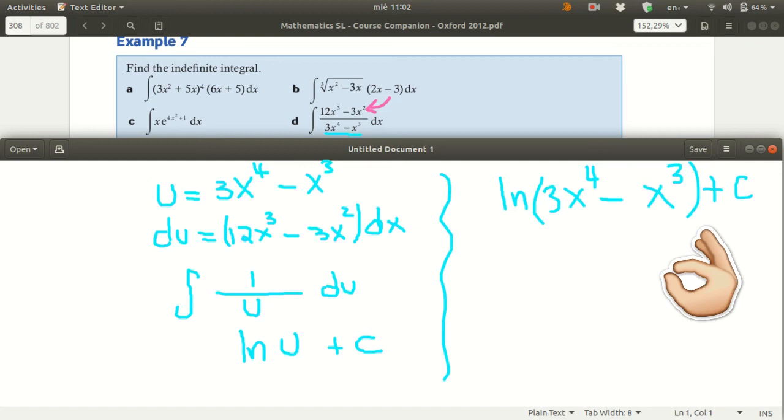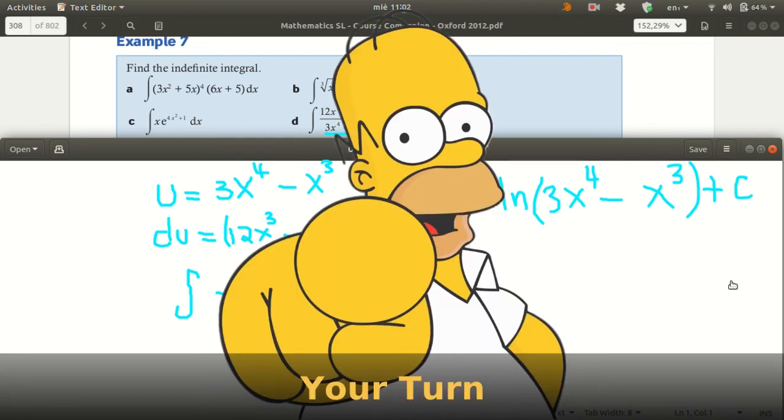So the substitution method can be a little tricky because sometimes it's hard to identify the expression that you should use the substitution with, but it's just a matter of practice. Practice makes perfect. And with a few exercises, I'm sure you guys will be able to get the hang of it quickly.